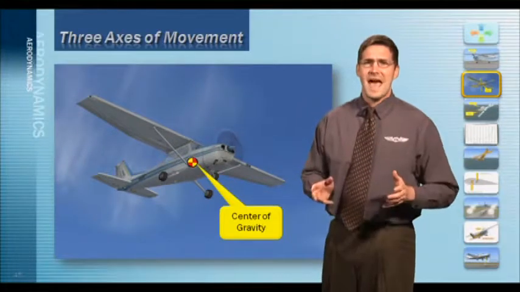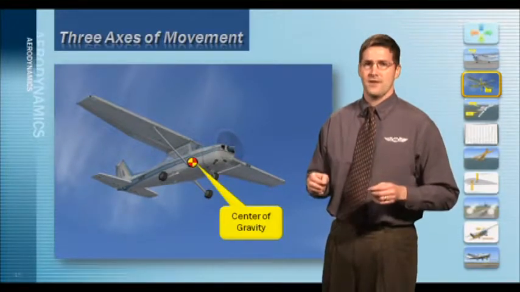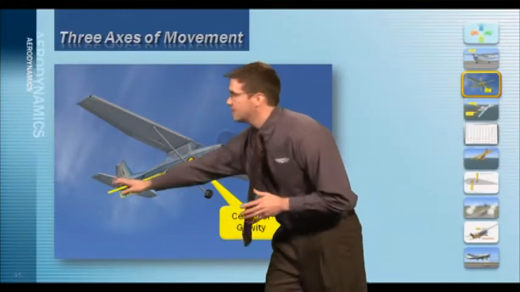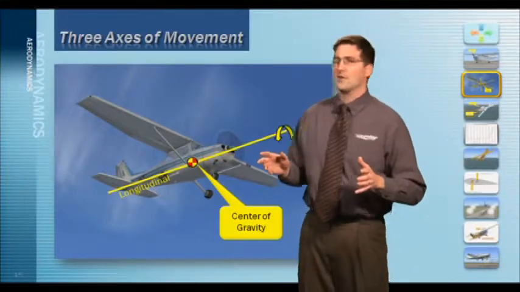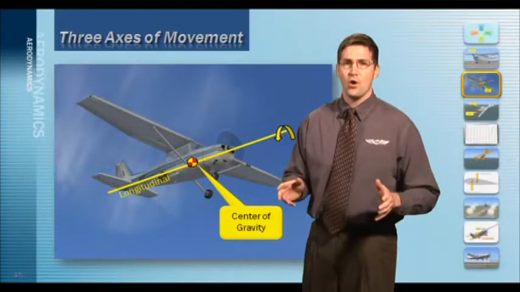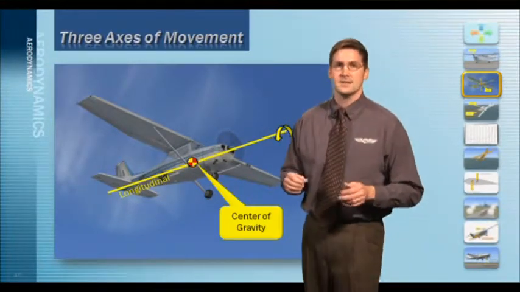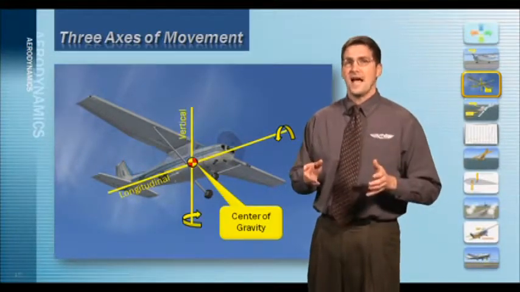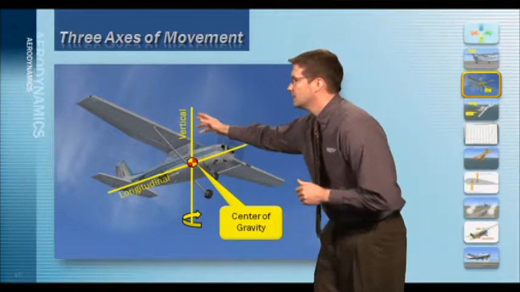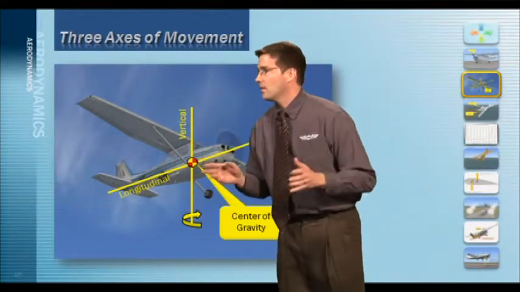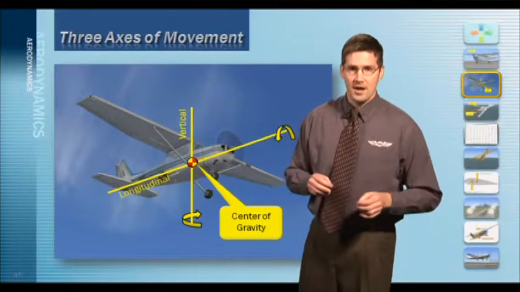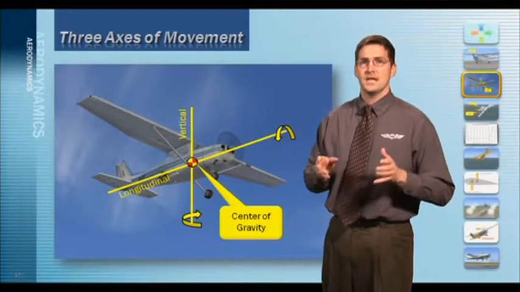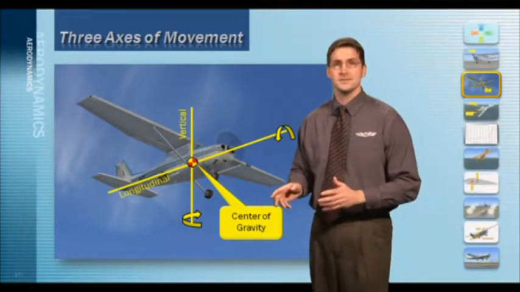There are three axes of movement passing through the center of gravity. The longitudinal axis passes through the airplane from front to back. The movement around the longitudinal axis is known as roll and is controlled by the ailerons. This is controlled in the cockpit with the yoke or the control stick. Now, the vertical axis extends from the top to the bottom of the aircraft perpendicular to the longitudinal axis. Movement around the vertical axis is called yaw and is controlled by the rudder. In the cockpit, this is controlled with the rudder pedals.